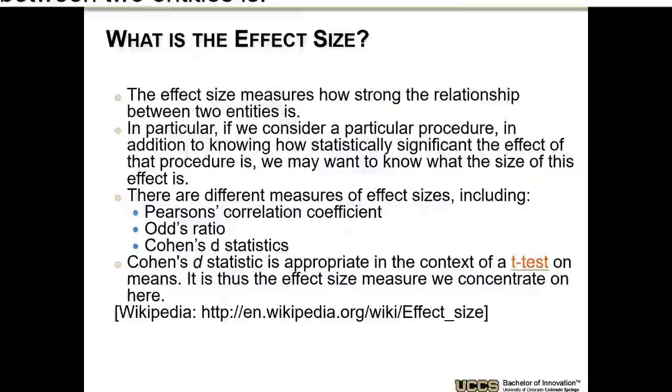There's another variable that will sometimes show up, which is called the effect size. This really measures how strong the relationship is between two entities. If we consider a particular procedure, we want to know how significant the effect is, and what the size of that effect is. There are three very common measures of effect size: Pearson's correlation coefficient, which we'll talk about when we do correlation; the odds ratio; and what's called Cohen's d statistic. Sometimes they drop the word Cohen and just call it the d value. It's appropriate in the context of a t-test, and it measures the difference we're going to concentrate on in the next couple of slides.